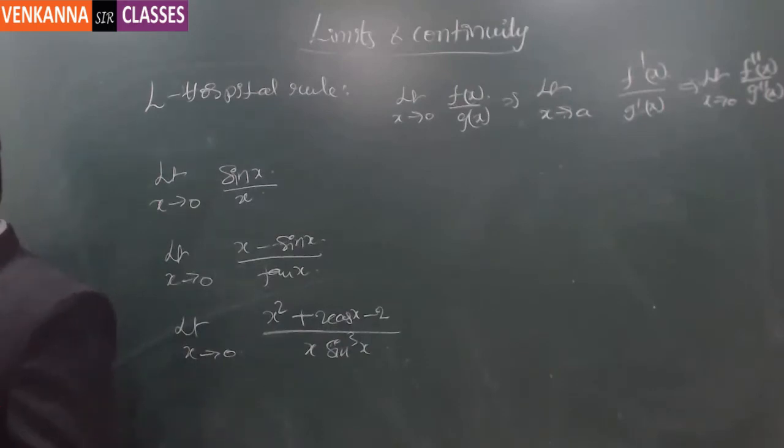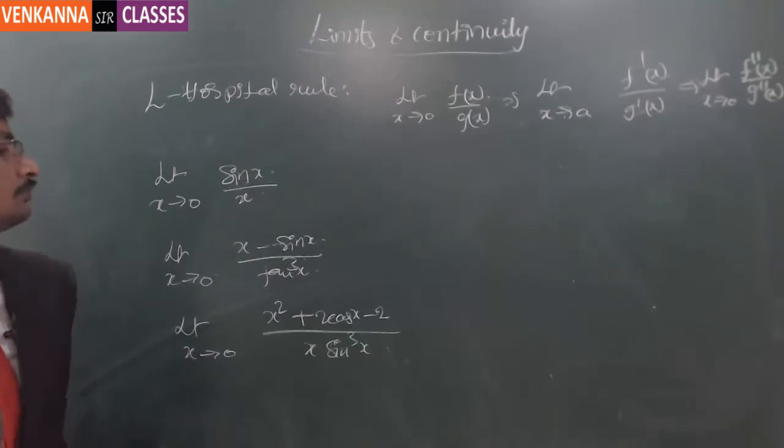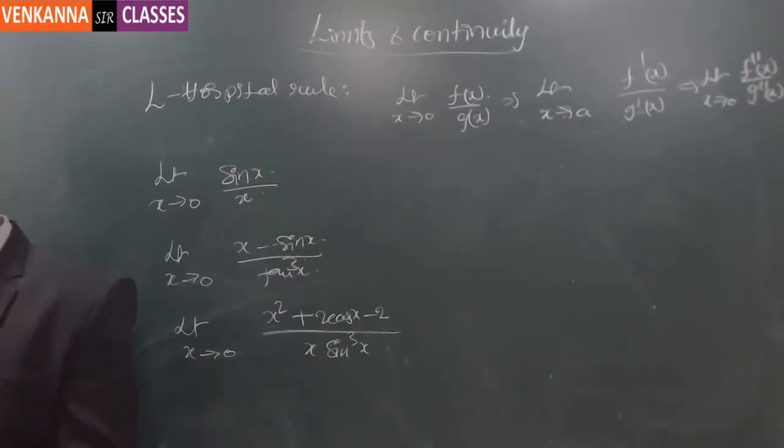First one is 1, correct? Sorry, this is x minus sin x by tan cube x. Got it? Anybody? These are simple limits only, right? Yeah, that's correct. 1 by 6.